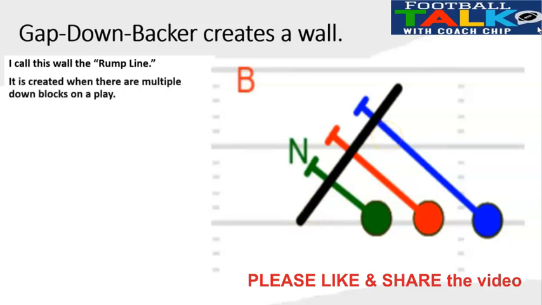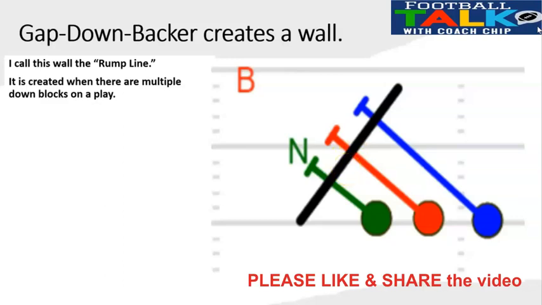It is created when there are multiple down blocks on a play, either 2, 3, or even 4. If you got a wing back over there, you go unbalanced and you're just down blocking everything and trying to create a big wash, like a wave. And it's kind of what I teach wide receivers on the wide receiver screens. I say, you want to find the wave and ride the wave.